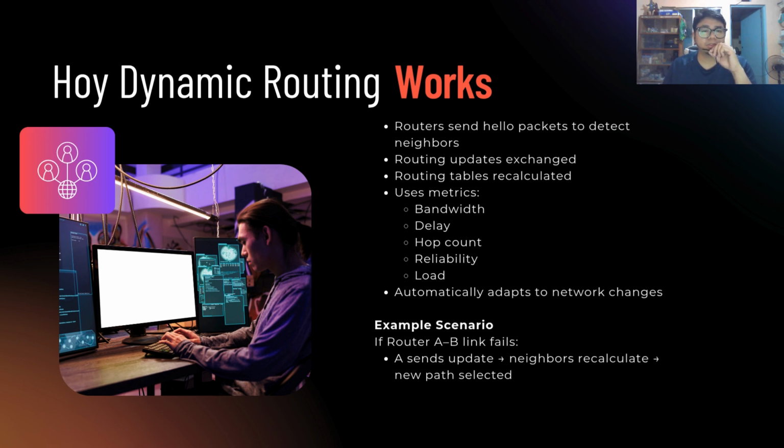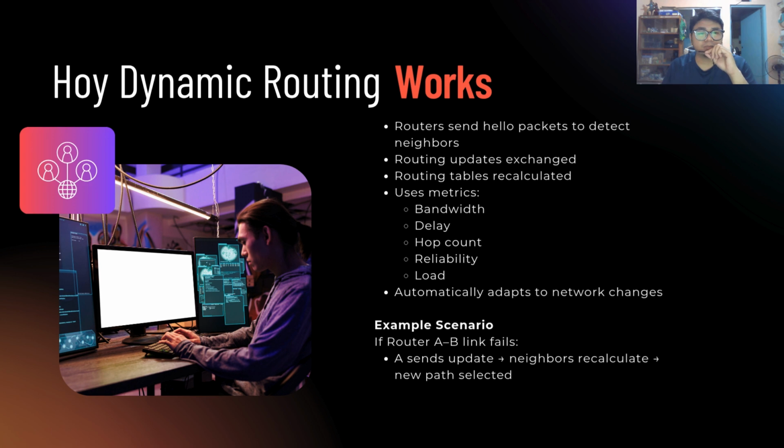Dynamic routing operates through the constant exchange of information between routers. They start by sending hello packets to discover neighbors. Once adjacency is established, routers share routing updates. Whenever a link changes, whether it goes down or a new network appears, the routers update their routing tables based on metrics such as bandwidth, delay, and hop count.